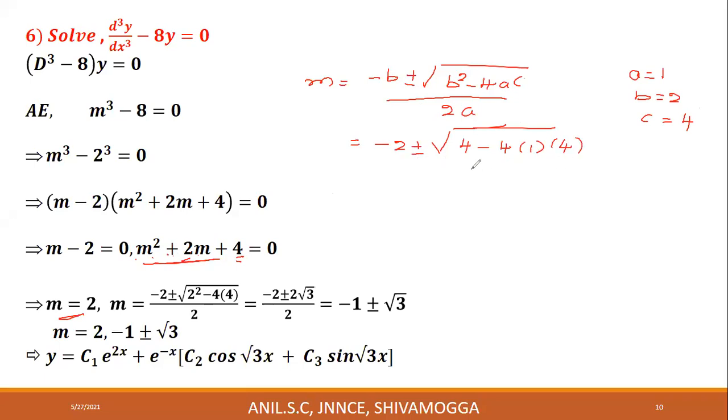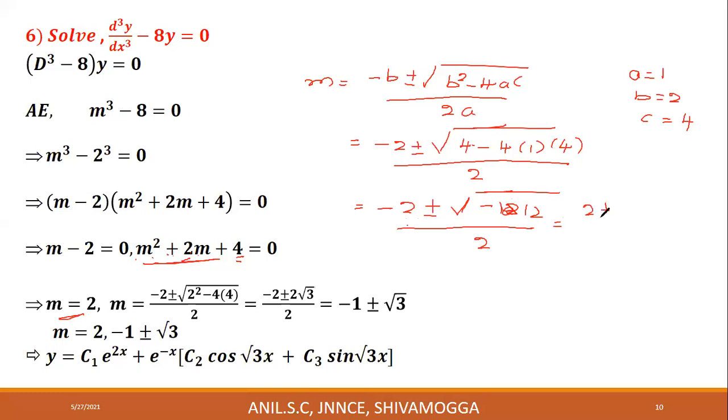Divided by 2a, which is 1. Therefore, this is equal to minus 2 plus or minus square root of 4 minus 16, which is minus 12, divided by 2. This can be written as minus 2 plus or minus square root of minus 12, which can be written as minus 4 into 3. 4 into 3 is 12, divided by 2. Therefore, this is equal to minus 2 plus or minus square root of minus 4, which is 2i into square root of 3, divided by 2.